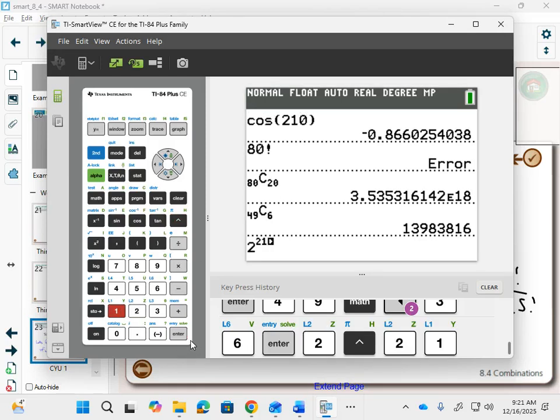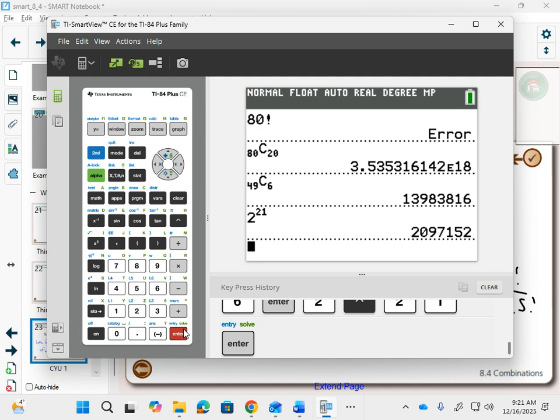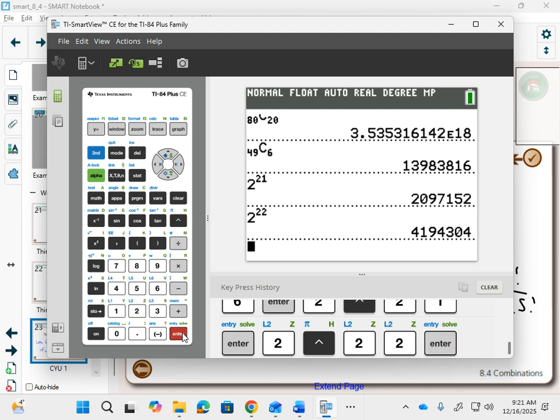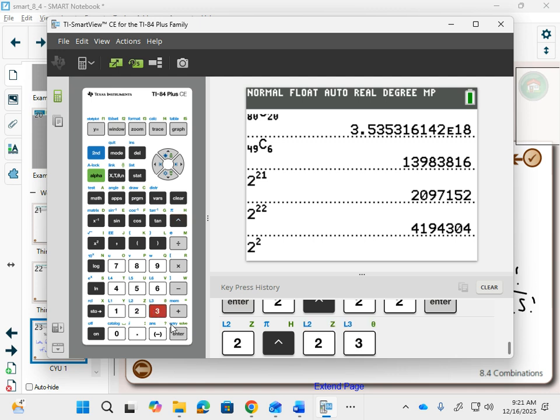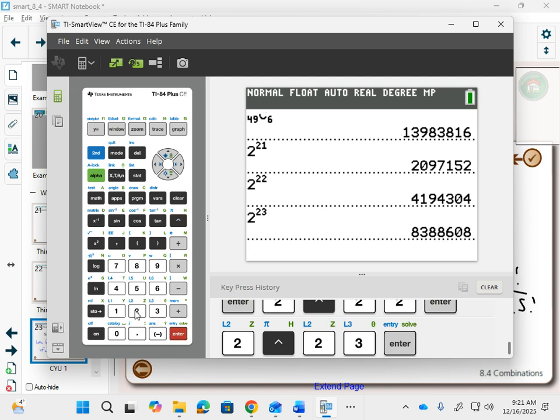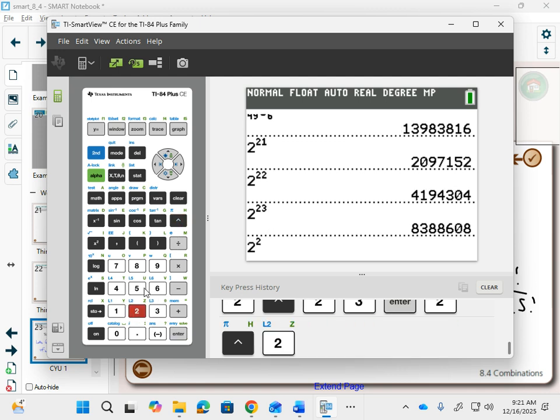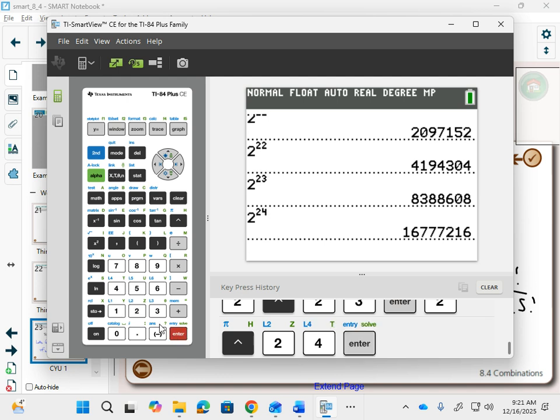Heads 21 times in a row, chances of that are only 2 million. 22 times in a row is still not enough. 23 times in a row, still not enough. 24 times in a row is more. So if you flip a coin and get heads 23 times in a row, that is more likely to happen than winning this lottery.